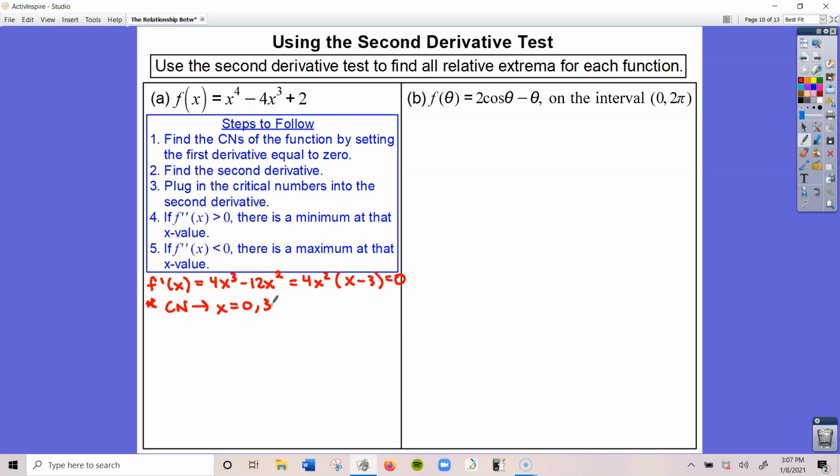And now instead of doing my line chart and all that stuff, it's just another way of doing the same thing. But sometimes in the AP exam, they're very specific. Use the second derivative test or prove that something is a maximum or minimum based on the second derivative test. So what we're going to do now is take these two x values and plug them into the second derivative. So first, I need to find the second derivative.